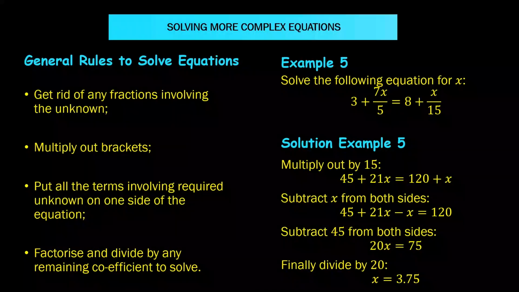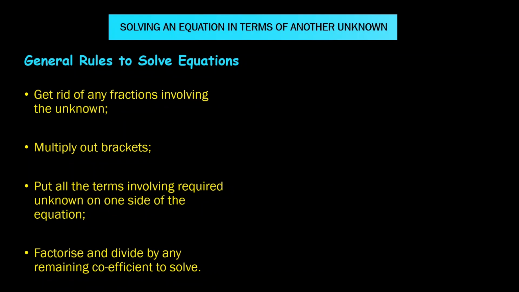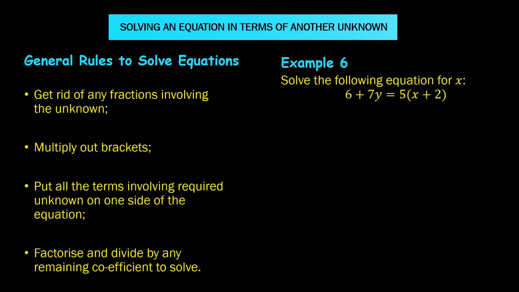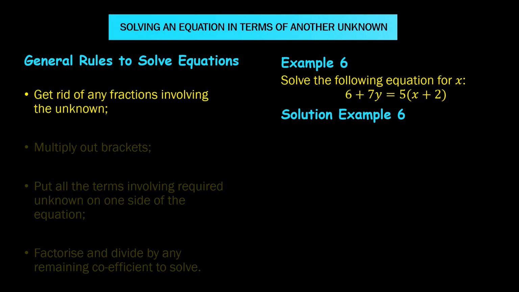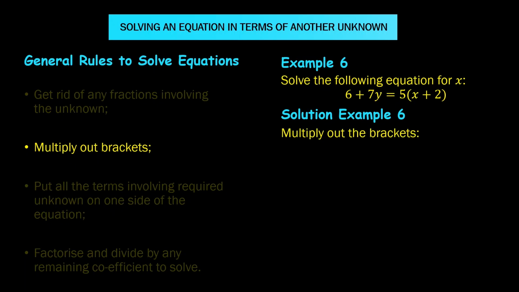Now let's see how we can solve an equation in terms of another unknown. Let's take a look at an example. We're required to solve this equation for x. First, let's get rid of any fractions involving the unknown. Since this doesn't apply to this example, we don't need to worry about this step. Next, multiply out the brackets. So this does apply to this example, and we have 6 plus 7y equals 5x plus 10. We've multiplied out 5 times (x plus 2).